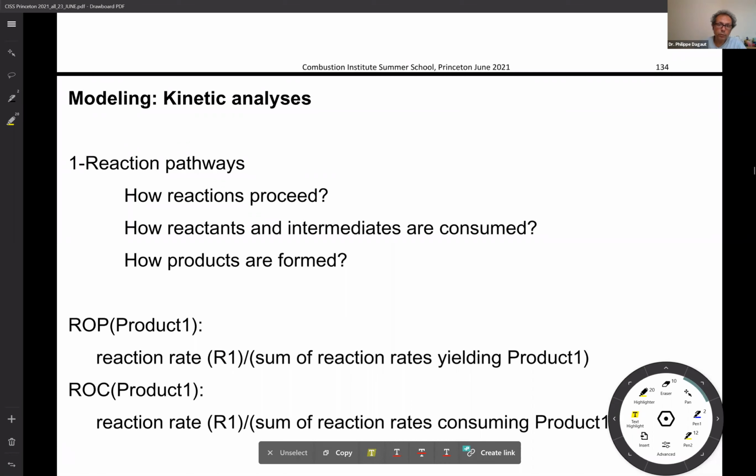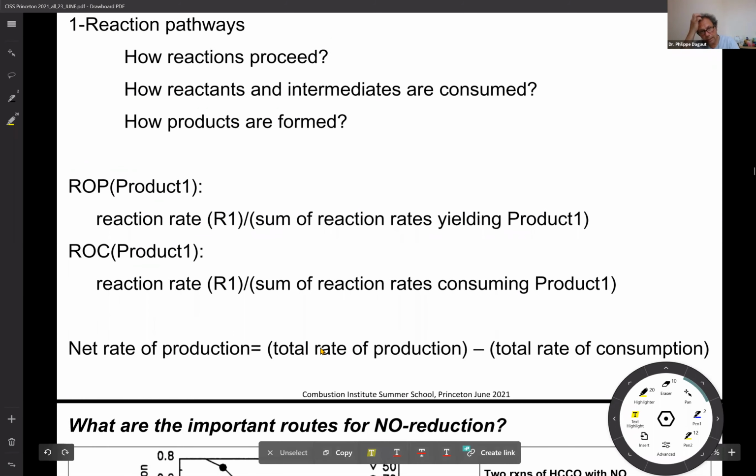And you can also compute the net rate of production, which is the total rate of production minus the total rate of consumption of a given species. And it tells you if at a given condition the species is still in the process of being formed, or if it's in the process of being consumed mostly. So I will show you an example of this.